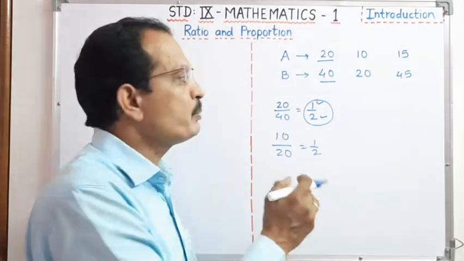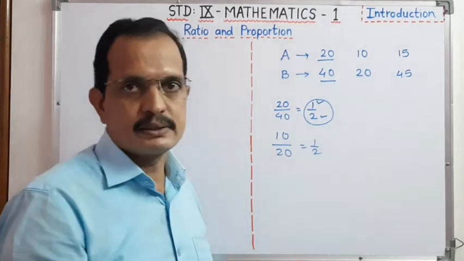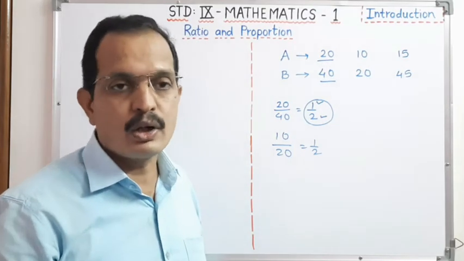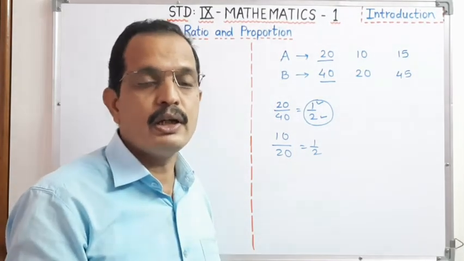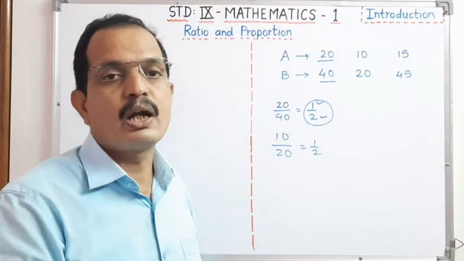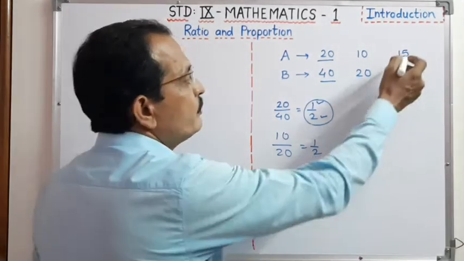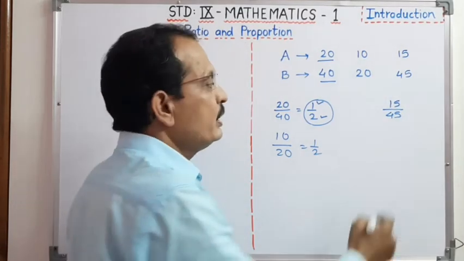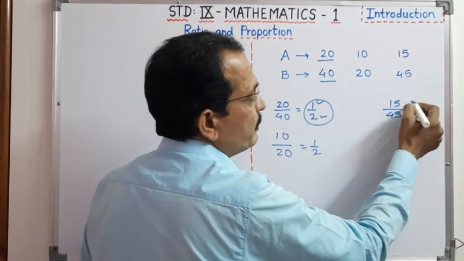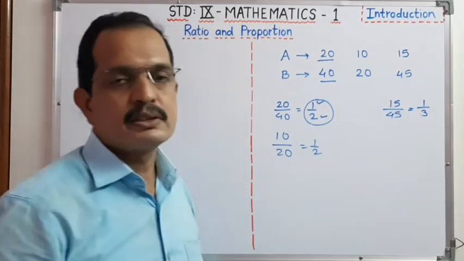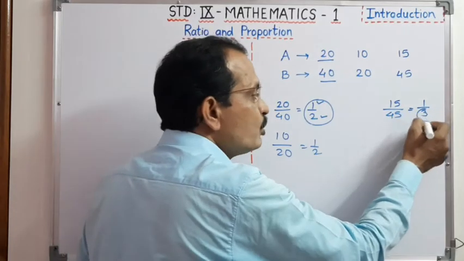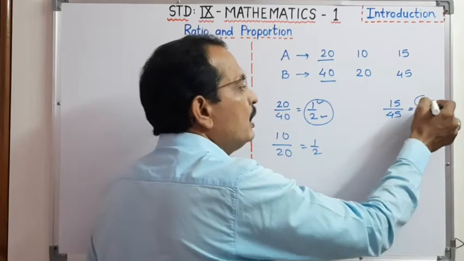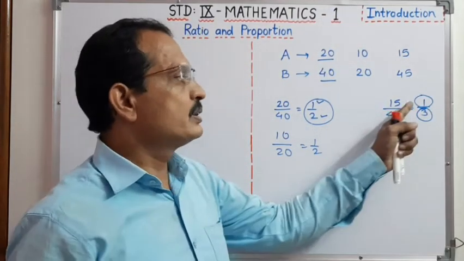Got it? This type of comparison is in multiples. And when we are comparing two quantities in terms of division or in terms of multiples, then it is called a ratio. Dear students, if we compare these marks, it is 15 upon 45. Then we get 15 ones and 15 threes. That means B got 3 times the marks of A. Got it? And A got 1 upon 3 times the marks of B.